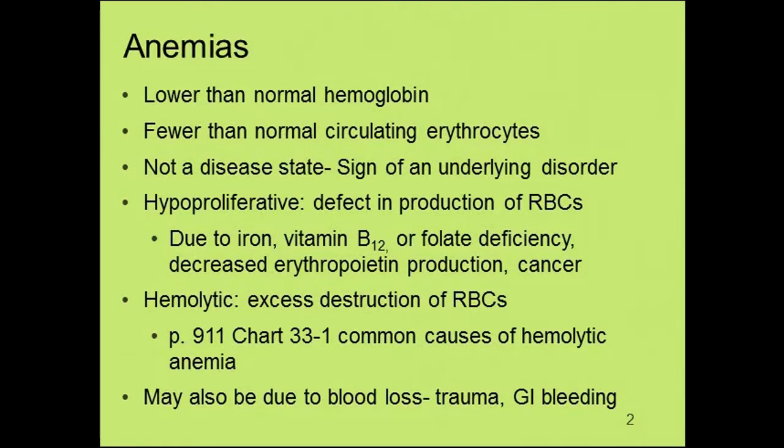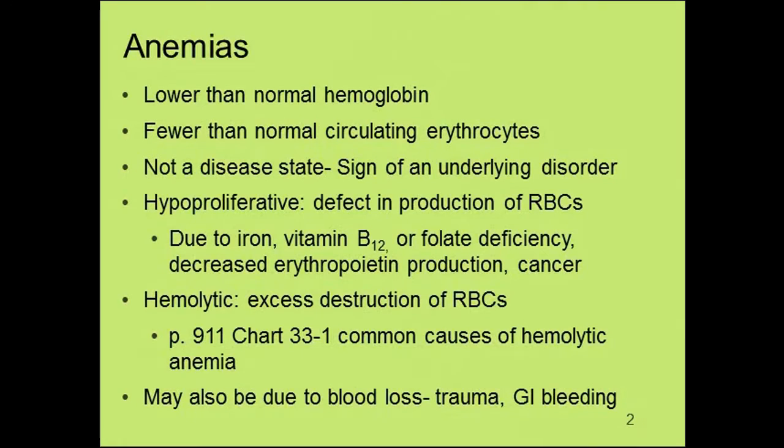Okay, so anemias as a whole, just a lower number or lower than normal amount of hemoglobin, fewer than normal circulating erythrocytes, can be either one of those. Either of those, lower hemoglobin or less than normal number of red cells, is going to lower our oxygen carrying capacity. So, neither one of those things is a good thing. Anemia is not a disease of its own. It is the sign of an underlying disorder. So it's a symptom. Okay.